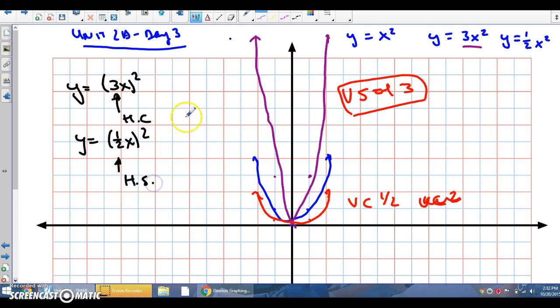And if you want to figure out how big a compression or how big a stretch is, you take this number and you take its reciprocal. So 3 becomes 1/3. So this is a horizontal compression of 1/3. Please don't tell me it's a horizontal stretch of a third. The third is right. It's a compression though. It gets tighter.